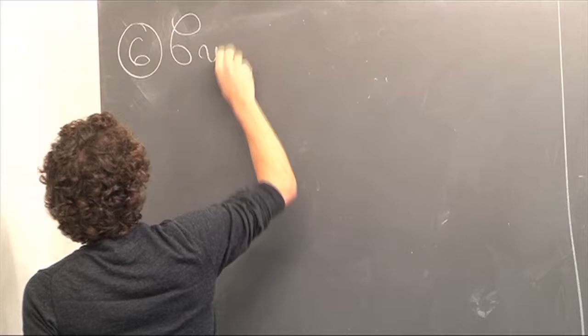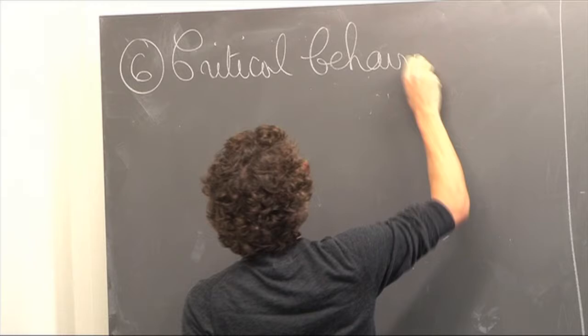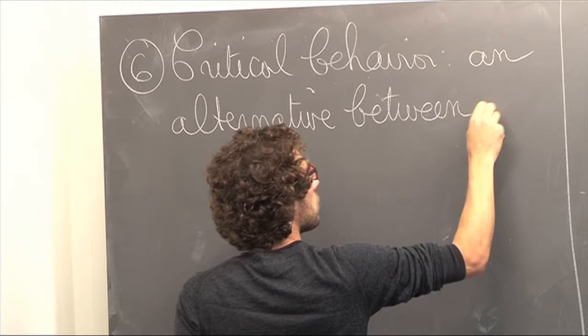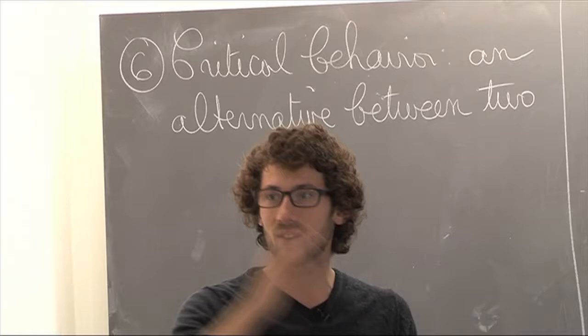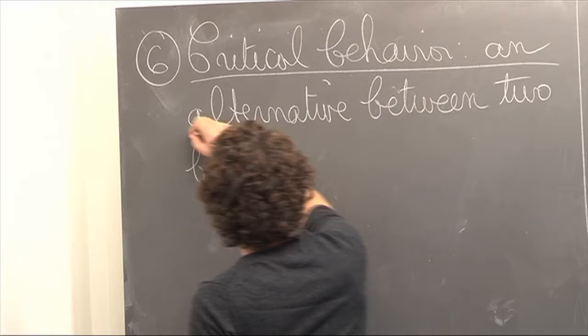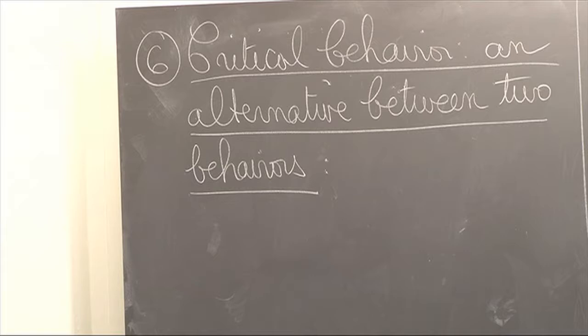So the six is critical behavior, an alternative. The whole point of this section is that I'm not going to tell you what happens. I'm going to tell you, either this happens or this happens, but I cannot tell you which one between two behaviors. And the whole goal of the next weeks will be actually to tell you for which values of Q the first thing happens and for which values of Q the second thing happens.